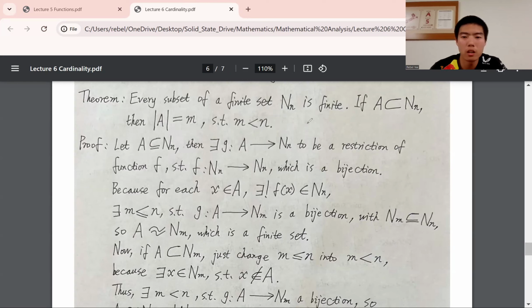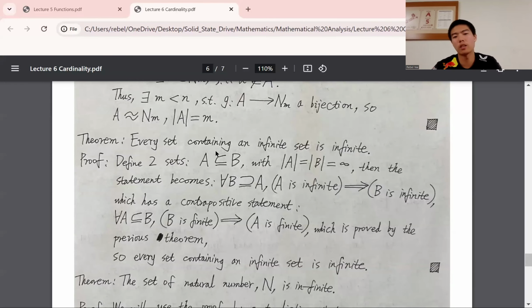So in this case, we say A has the same cardinality as M, which has a smaller cardinality than N, and N is what we define as a finite set here. And another very similar theorem is this one: every set containing an infinite set is infinite.